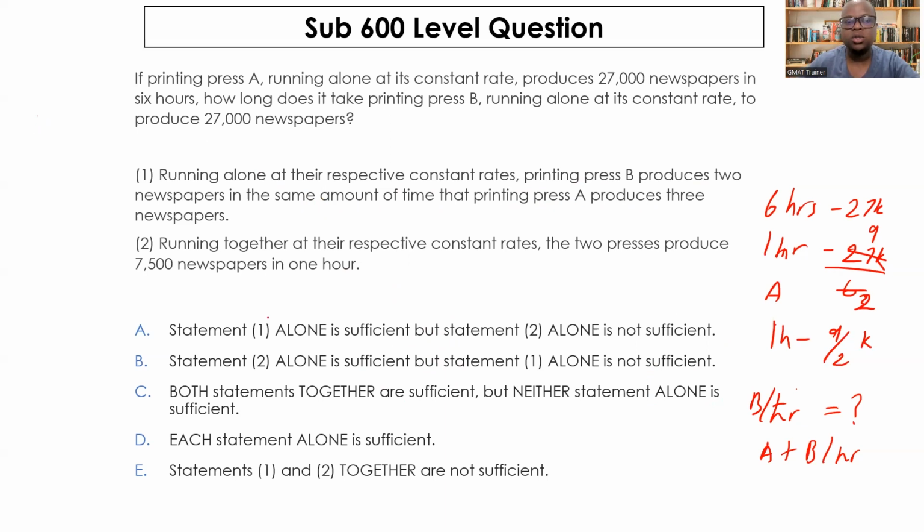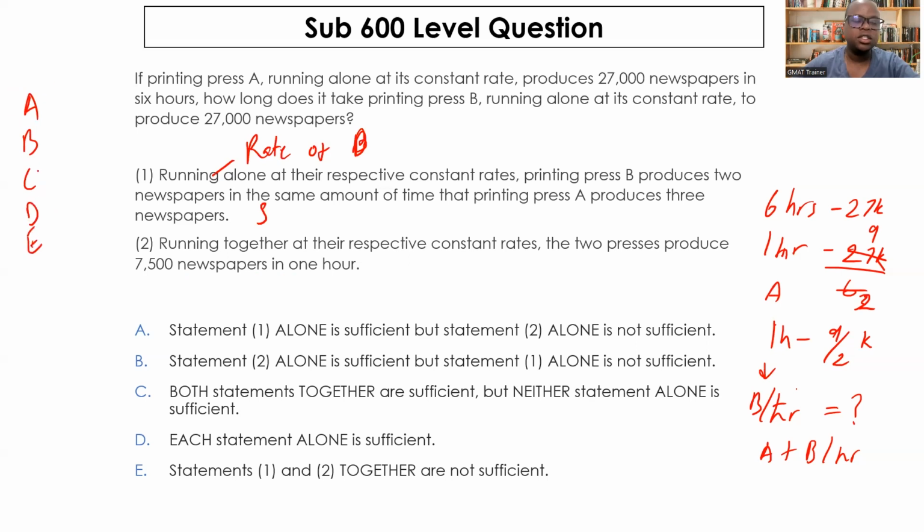So if it is 1 hour, then this gives us the rate of B, which is one thing which we had asked for. If you can get the rate of B in a unit time, in 1 hour, then we can get how long it takes to produce 27,000. So this one in itself is sufficient. If it is sufficient, then on the data sufficiency methodology, the answer is among A, B, C, D, and E.